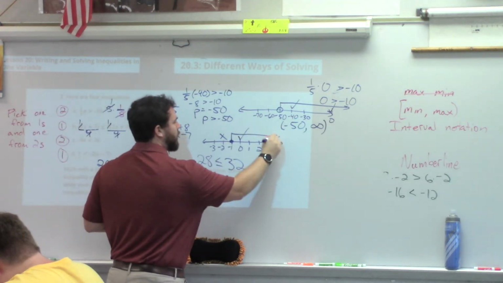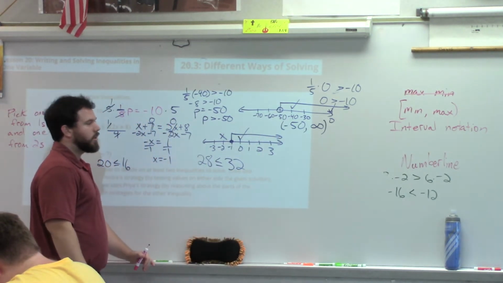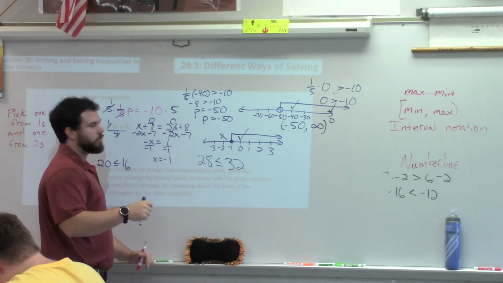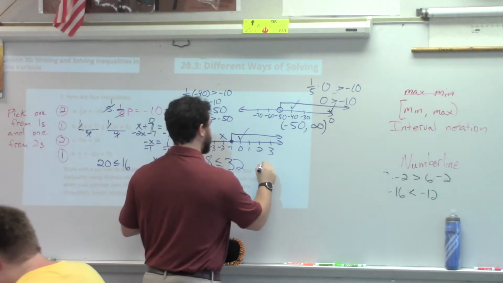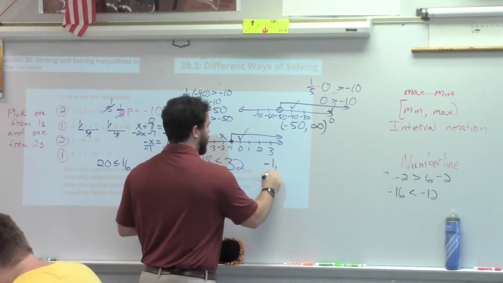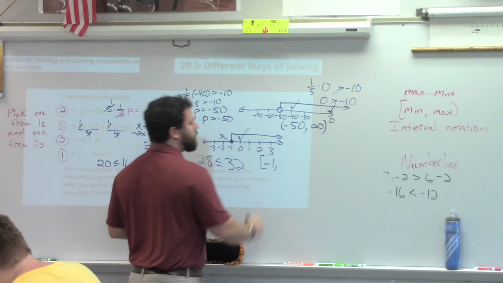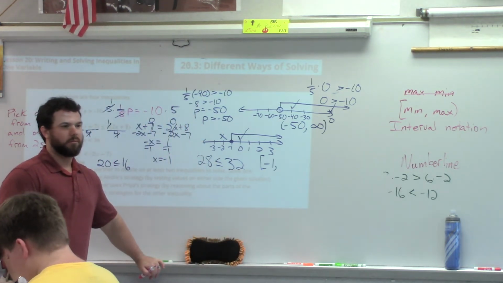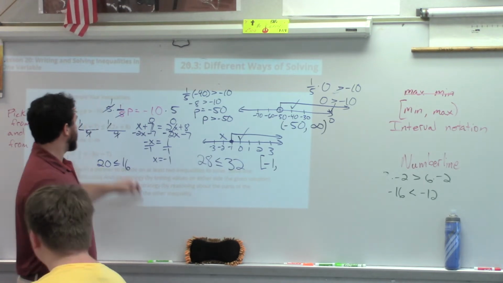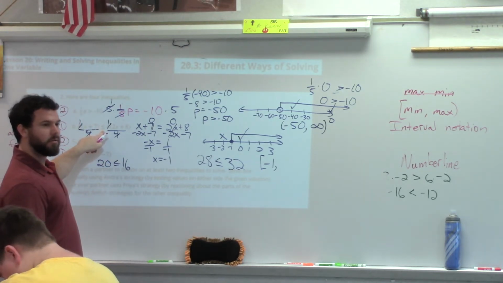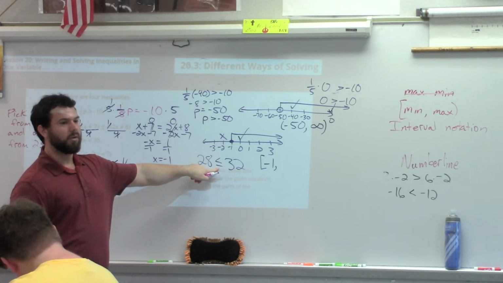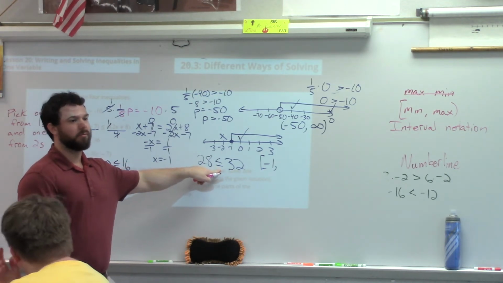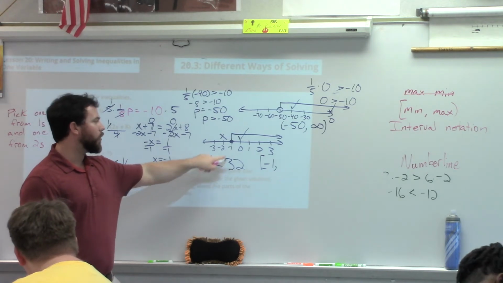So there's my number line. And so what is the minimum value possible? Negative 1. I would put a bracket because I can equal that negative 1. So you see right here where it says less than or equal to? Whenever it has the line below the less than or the greater than, that literally means less than or equal to. So that means I could equal that negative 1.